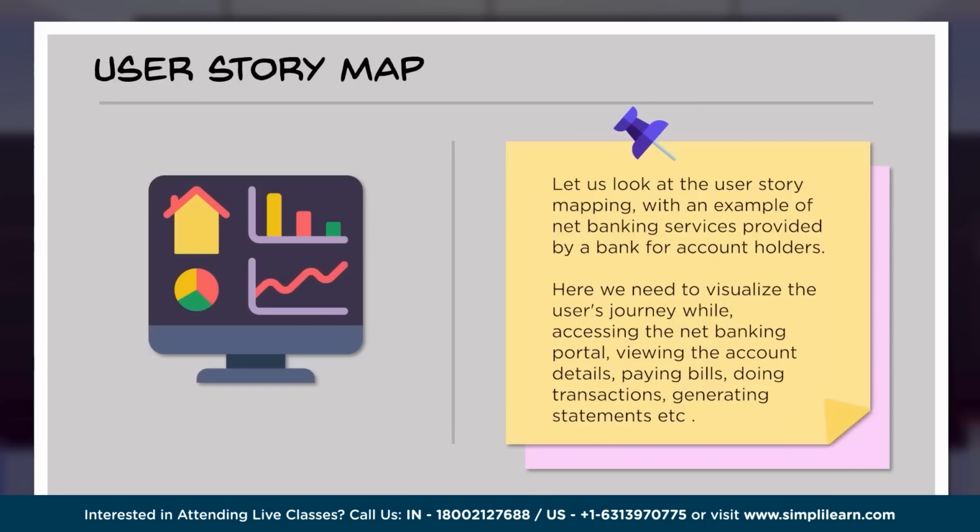Now let us look at a user story mapping with an example of, let me say, net banking services provided by a bank for account holders. When I say net banking service, it is quite obvious it also has to be provided through a product which the banking application would use. But here we need to visualize the user's journey while accessing the net banking portal, viewing the account details, paying bills like utility bills, doing a lot of transactions within that particular portal, like generating statements or transferring money to one of the beneficiaries, etc. So all these transactions, what is being done.